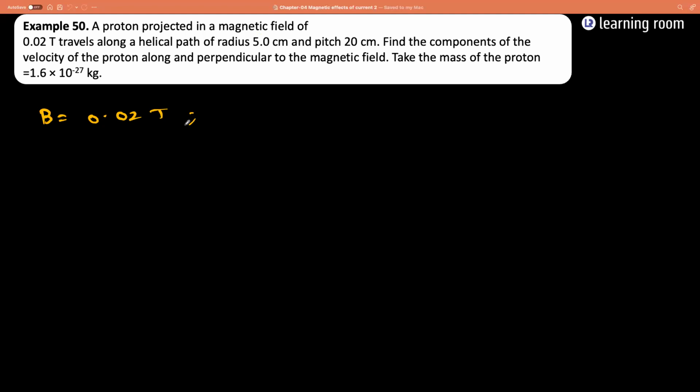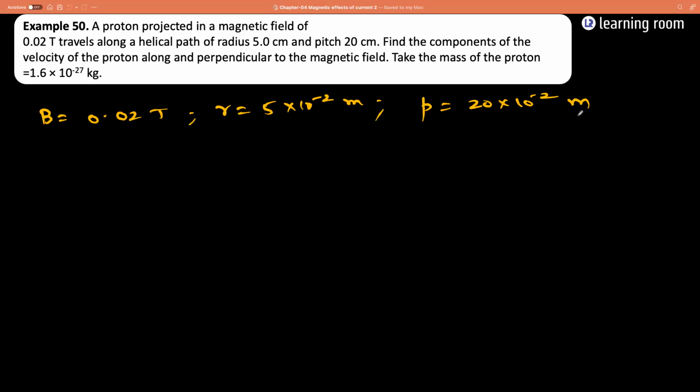Yeah, this 0.02 travels in a helical path. So helical path means what should come to your mind? Theta is not equal to 0, 90 or 180, right? And the helical path's radius is given as 5 centimeters, so 5 into 10 power minus 2 meter. Pitch is given as 20 centimeters, so 20 into 10 power minus 2 meter. Find the components of the velocity of the proton along and perpendicular to the magnetic field.